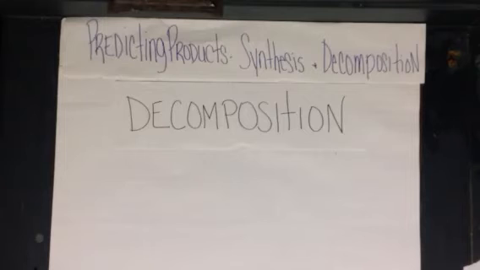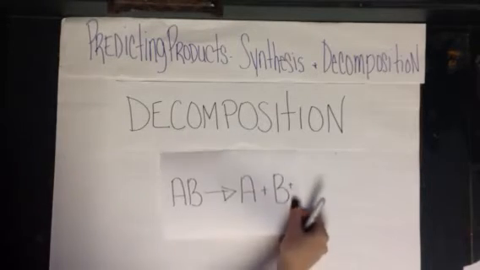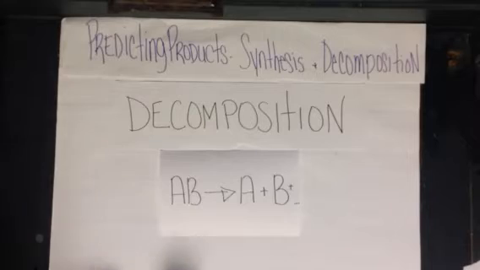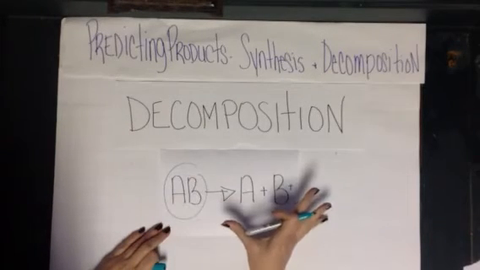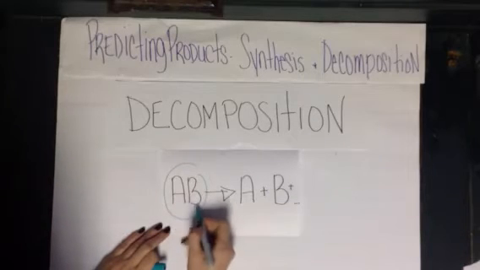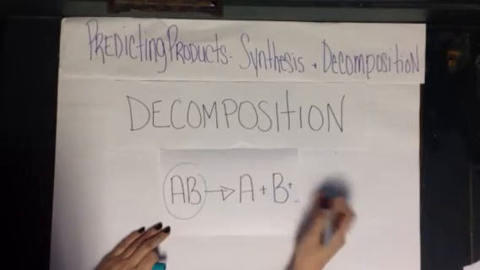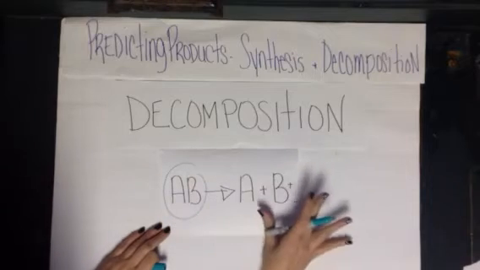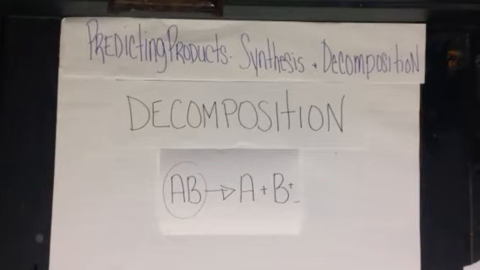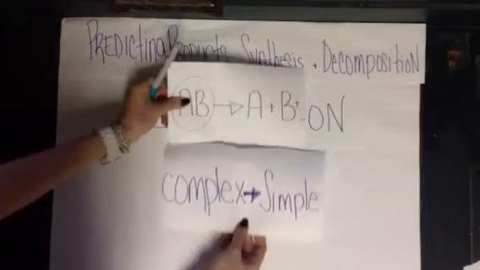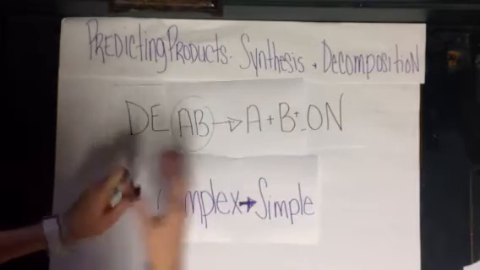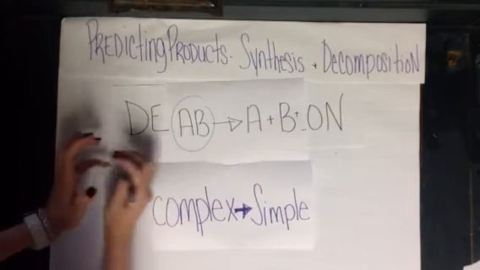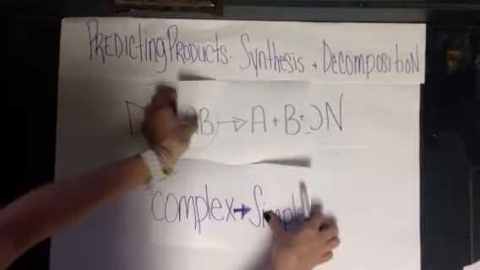Decomposition is the opposite of synthesis. Decomposition is when you have something complex, a clump, that breaks down into simpler things. So AB breaks down into A plus B. It can even break down into more things. It's just breaking something down. You always start off with one clump of something that's more complex, breaking down into something simpler. So the hint is, look for one thing as your reactant.